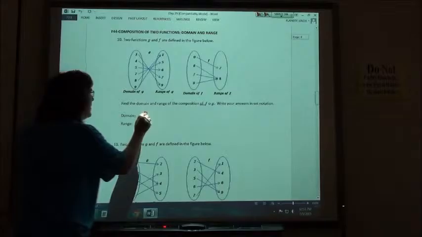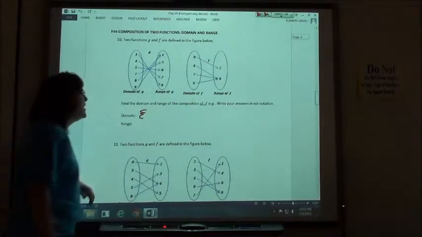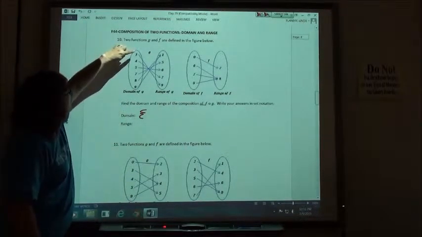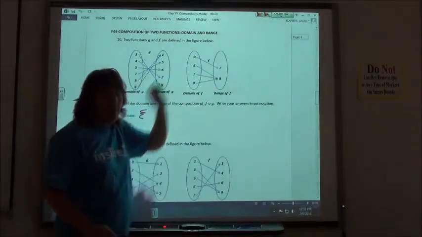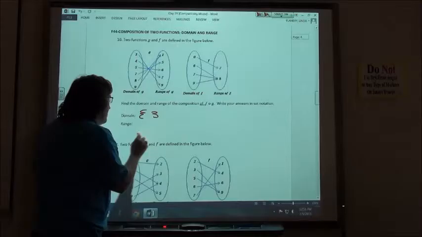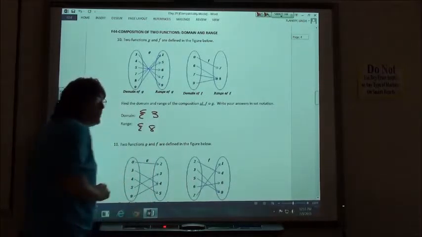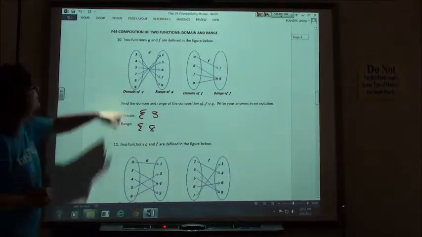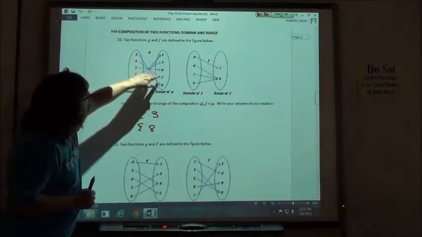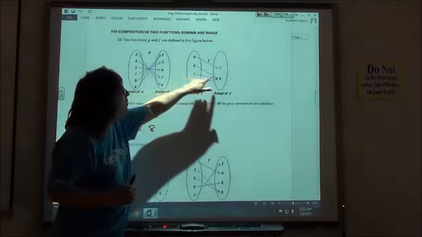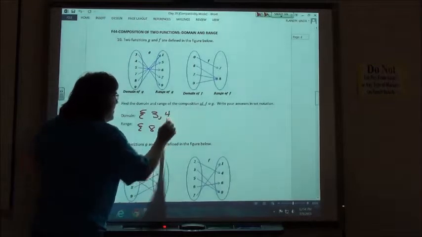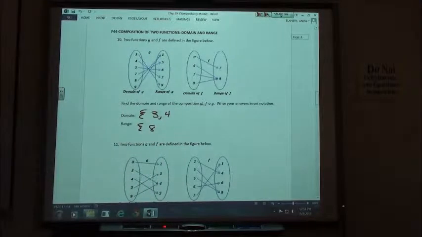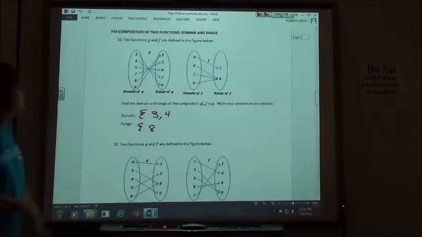It says we have to use set notation, so I'm going to start with my set symbol. 3 goes to 9, 9 goes to 8. I went all the way across, 3 goes in my domain, the 8 goes in my range. 4 goes to 7. 7 goes to 8. Went all the way across. 4 gets added to my domain. The 8's already in my range. I don't need to write it down more than once.